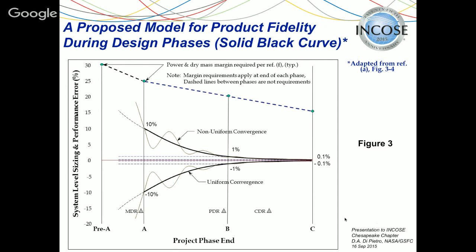By the time you get to the end of phase B, you should know it to within plus or minus 1%. And then by the end of phase C, plus or minus 0.1%. And remember, CDR is here and fabrication is right here. So you have hardware in hand by the time you finish phase C. So your estimates ought to be quite good.